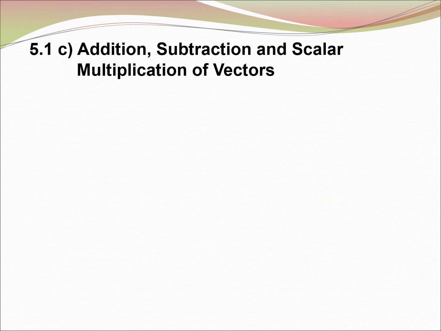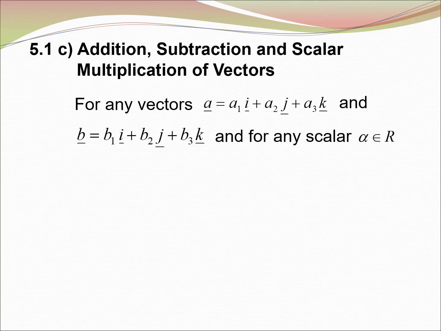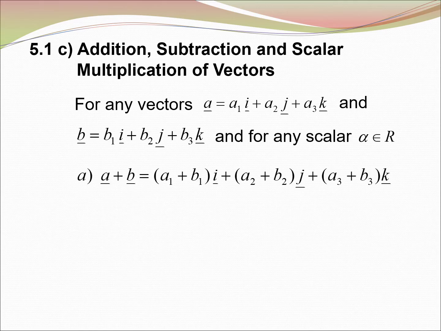Addition, subtraction, and scalar multiplication of vector. For any vectors a equals a1 i plus a2 j plus a3 k, and b equals b1 i plus b2 j plus b3 k, and for any scalar alpha, a real number. If you want to find vector a plus vector b, we just add the same components. So we get a plus b equals a1 plus b1 for component i, plus a2 plus b2 for component j, and a3 plus b3 for component k.